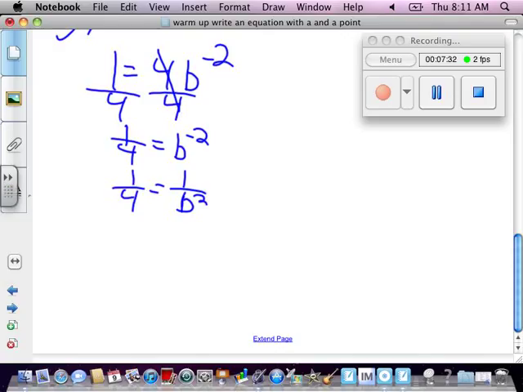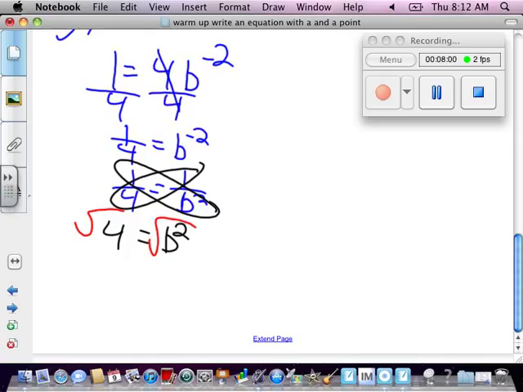This looks all crazy to me. I've got 2 fractions. When I've got 2 fractions with an equal sign in between, what is the first thing that you think to do? Multiply, but what kind of multiply? Cross multiply. 1 times 4 gives us 4. 1 times b squared gives us b squared. Okay, now what do I do? Square root. Square root, that's the word we're looking for. So we get 2 equals b.